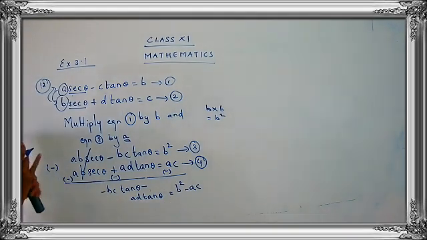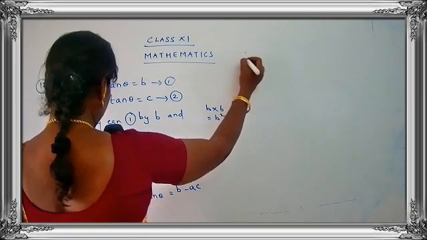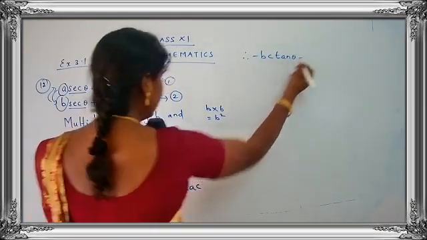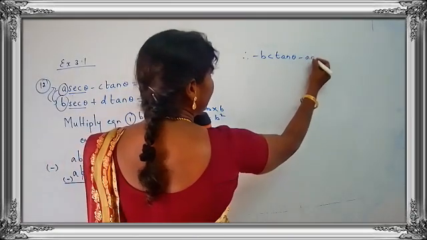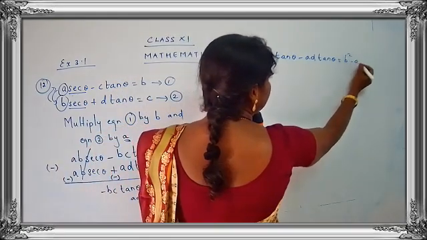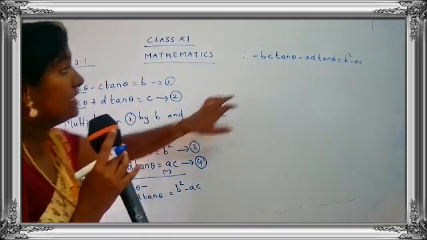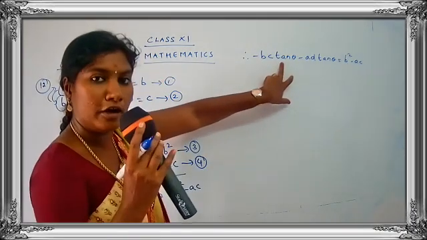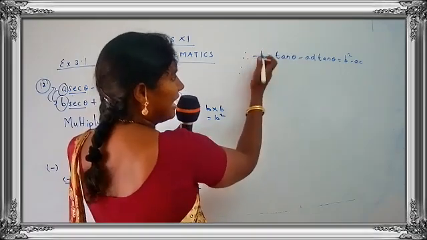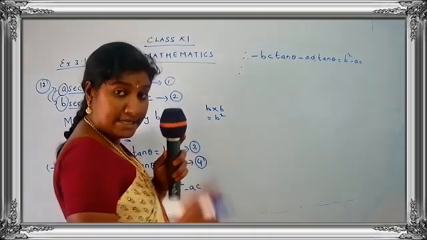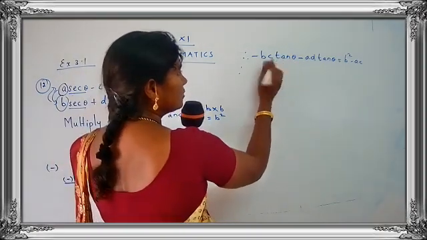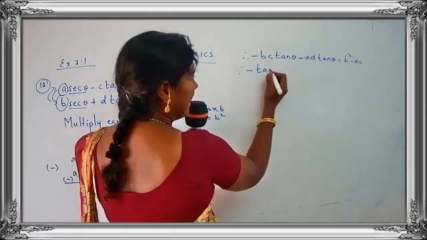Okay, children? Now, let us take this equation. So what you have? Minus BC tan theta minus AD tan theta. This is equal to B square minus AC. Okay, this is what we have. Now just see these terms. We have tan theta common. So we are going to take tan theta common. I'll be taking the minus sign also common. We have minus, minus, so the minus sign will be taken as common, and also you are going to take tan theta common. Okay, children? So let's take common minus tan theta.